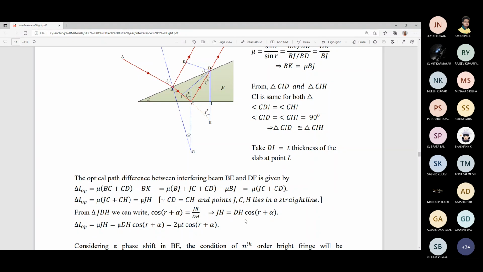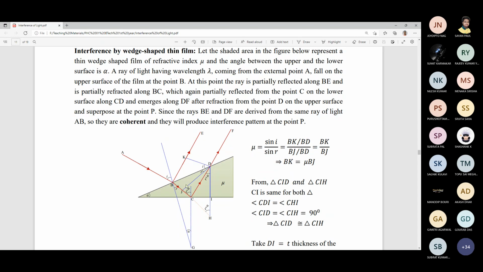Compared with the previous case, which was twice mu t cos R, the only difference here is twice mu t cos(R plus alpha), where alpha is the angle of the wedge. Now this beam BE undergoes a phase shift of pi, right? This beam will undergo a phase shift of pi because it is reflected by the denser medium.